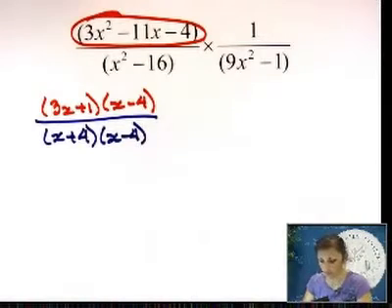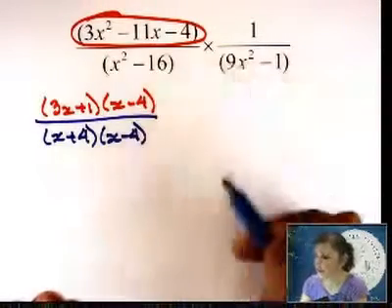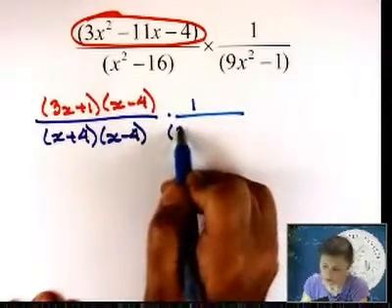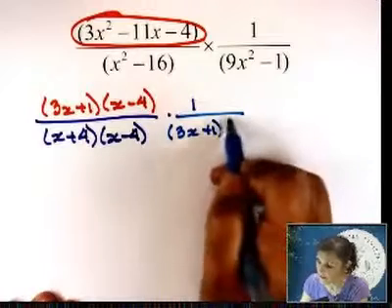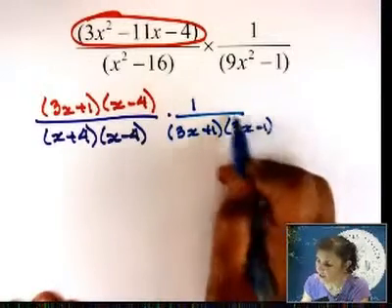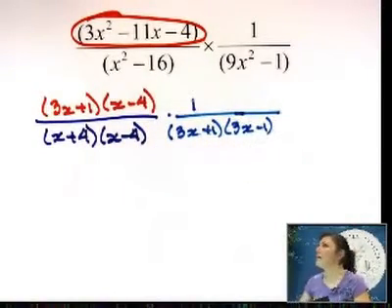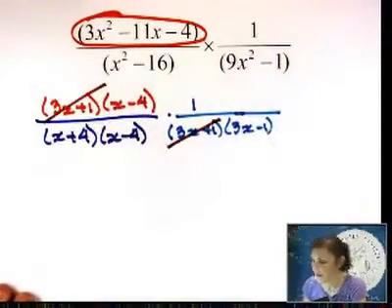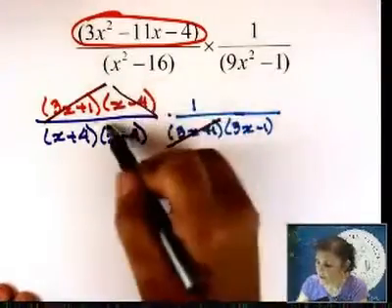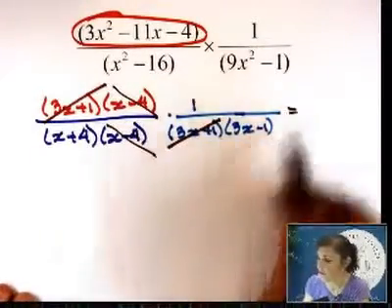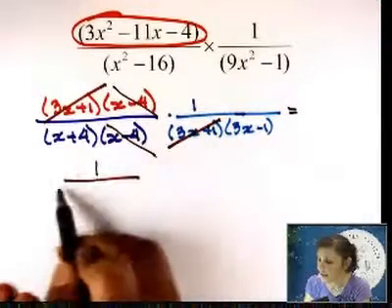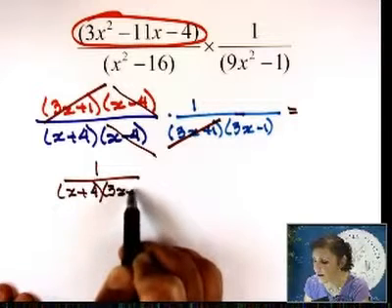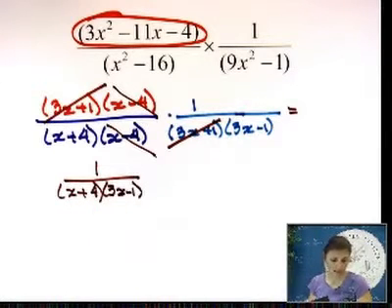All right. How is this going to factor out? 9x squared minus 1. That is a difference of two squares. So that's going to factor out as 3x plus 1, 3x minus 1. Okay, I factored everything out. Now it's time to cross them out. 3x plus 1, the whole thing, 3x plus 1. X minus 4, x minus 4. What do I have left on top? I have a 1, and I have an x plus 4 at the bottom, and then 3x minus 1 here, and that's the end of this problem.